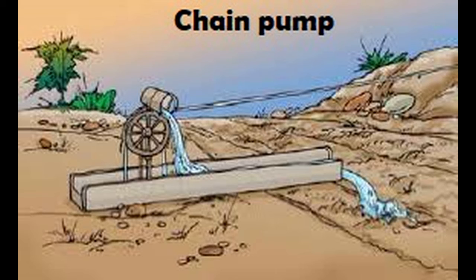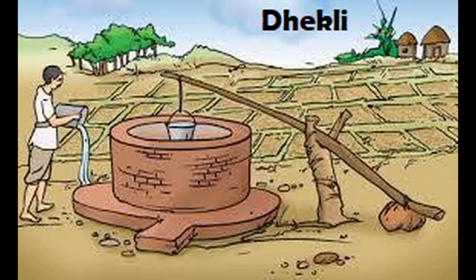This is the chain pump irrigation system. You can see one bucket-like structure there. With this chain pump, water will be taken from the nearby river and poured into the field. In some parts we use this type of irrigation system. These are traditional methods, and nowadays we are not using them.